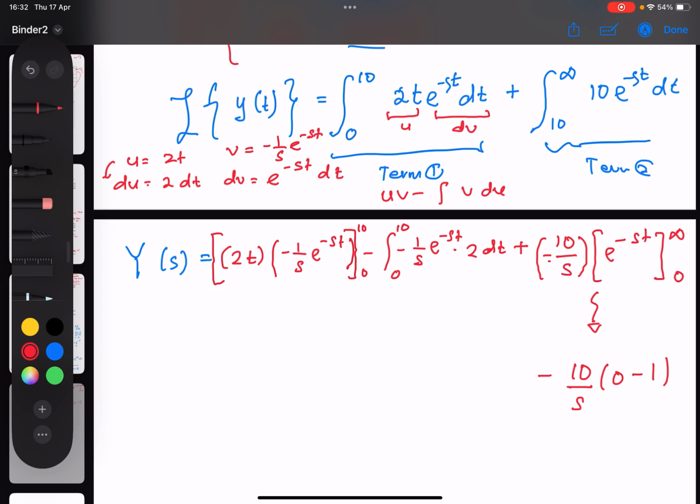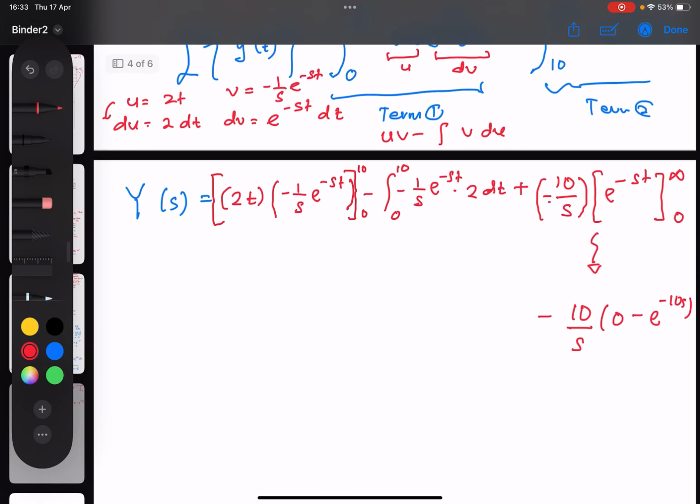Hold on. Oh, this one is not 0. Sorry about that. It is 10. So now I'm going to get, let me erase it, 0 minus e to power of negative 10s. But then minus should be positive, yeah? So now it's going to be positive 10 over s, e to power of negative 10s.